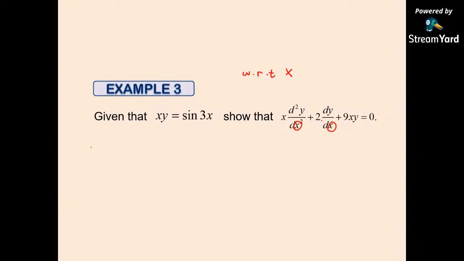So don't forget you need to write down d over dx of xy equal to d over dx of sine 3x. Then of course we're going to differentiate them one by one and get the second derivative, substitute the formula, and prove that they are equal to 0. For this question, it will be nice for you to practice. I'll give you around 5 minutes. Try to prove this statement.